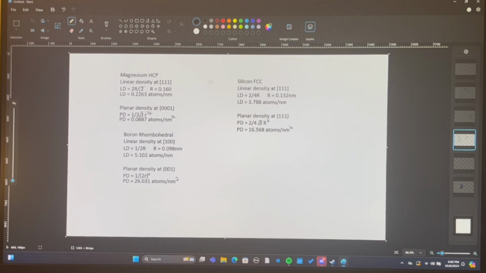Here are the linear and planar densities of our other metal and the 2 semiconductors. Magnesium has a hexagonal close-packed structure, and we took the linear density at the line 1111 and the planar density at the plane 0001. And boron has a rhombohedral crystalline structure. We took its linear density at 100 and a planar density at 001. Silicon, also like aluminum, has an FCC structure, and we took the linear density and planar densities from the same as aluminum.